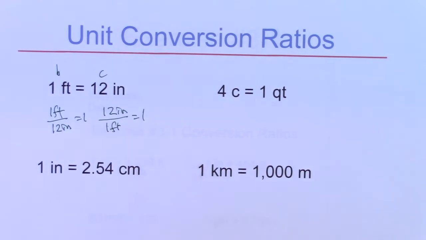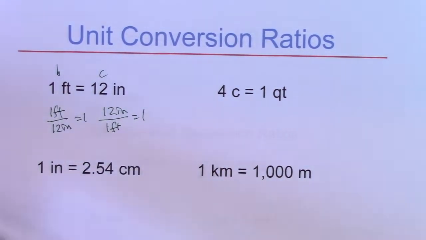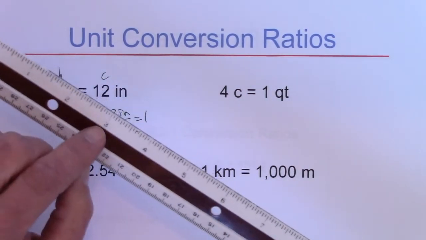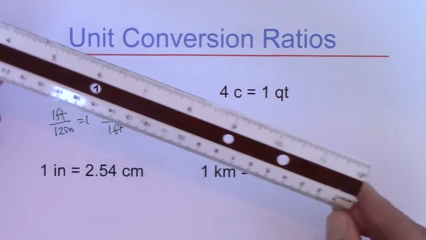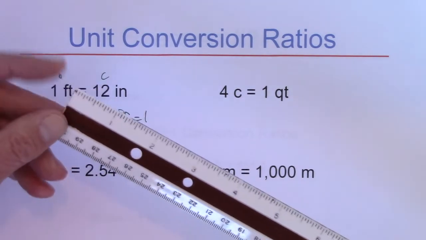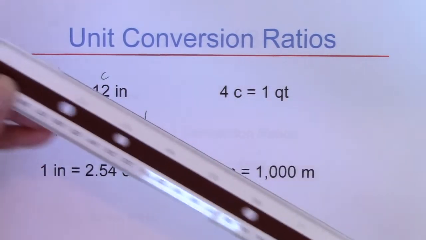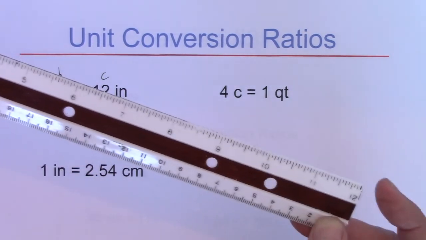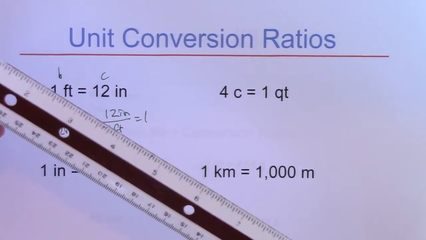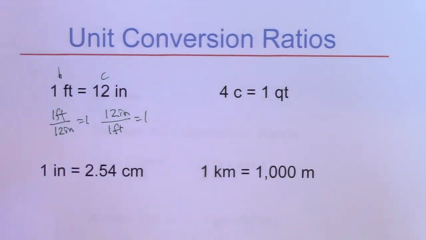Well, obviously 1 over 12 is not equal to 1, but here's a 1 foot ruler starting with a 0 point here, and 1 inch, 2 inches, 3 inches all the way to 12 inches at the other end. So this length from here to here is 12 inches, but that length is also 1 foot. So 1 foot and 12 inches are the same distance. So if we divide one by the other, the result is 1.